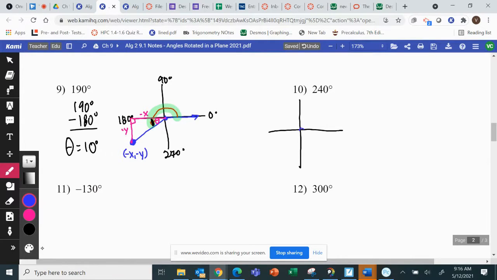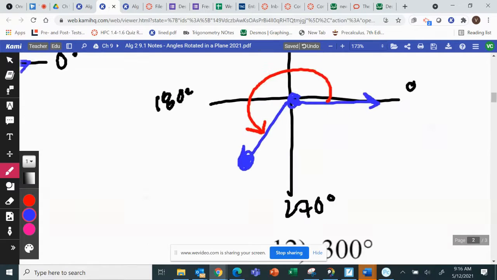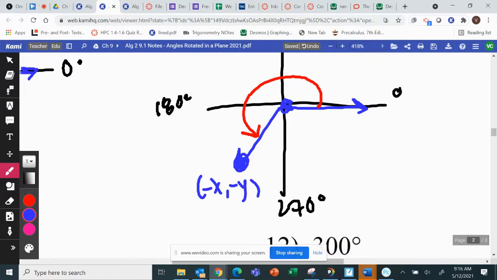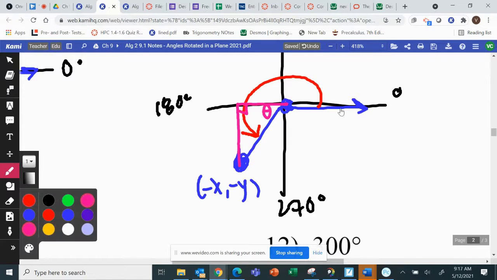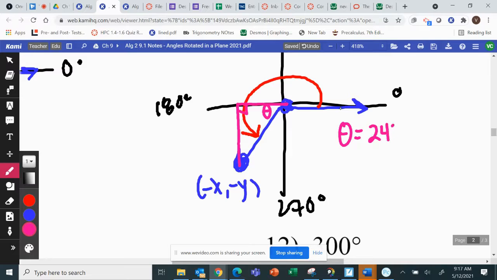Okay, number 10, 240. So I've got my initial. I'm going to go around to 240. That gives me my terminal side in the third quadrant. The third quadrant has negative x, negative y. To get there, I start at 0, 0. I go left, down. Negative x, negative y. Inside of that triangle is my theta. So I went 240, but I need to go backwards so I can find the difference between 240 and 180. That's what I'm trying to find. The part between 240 and 180. So subtract those and we get 60.